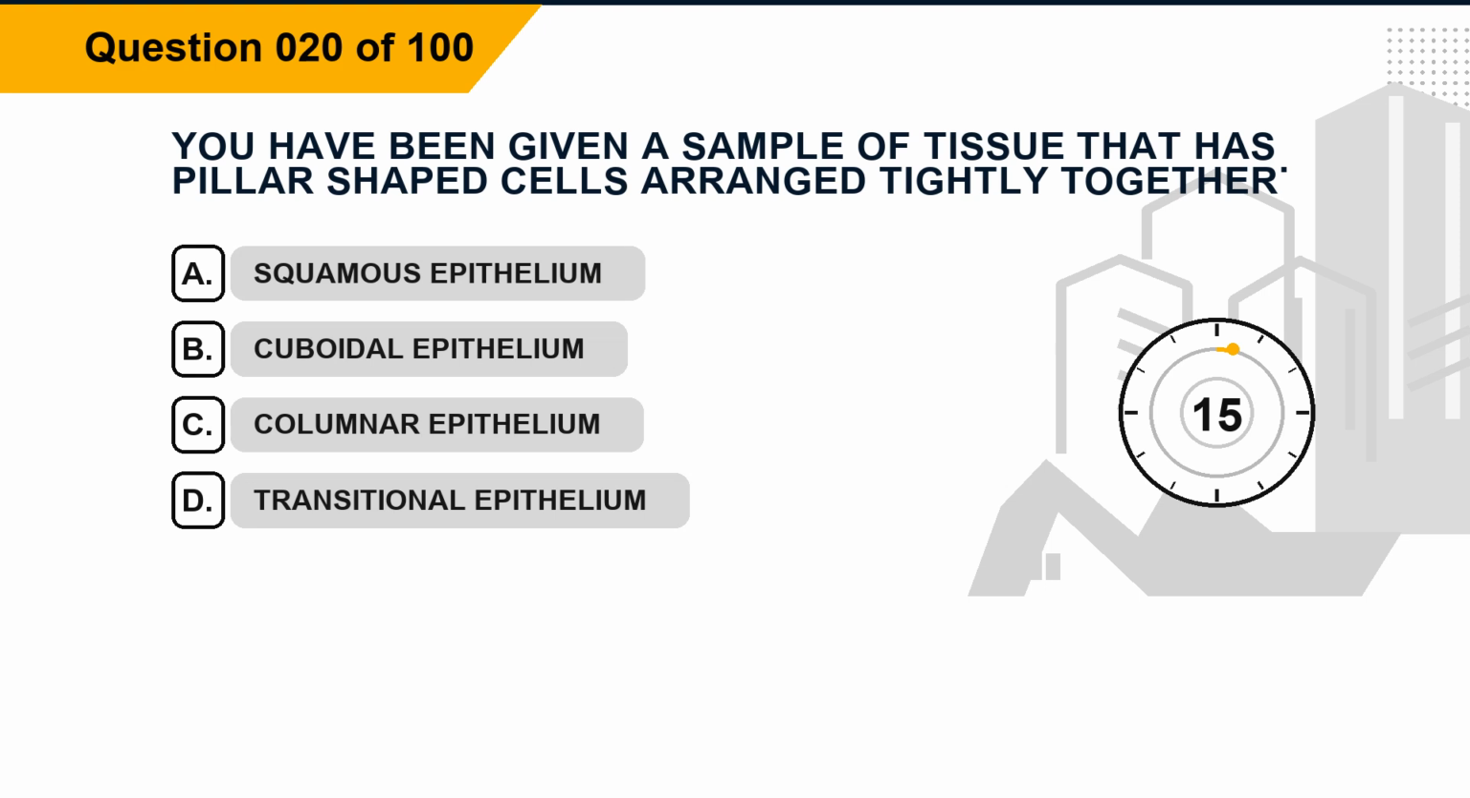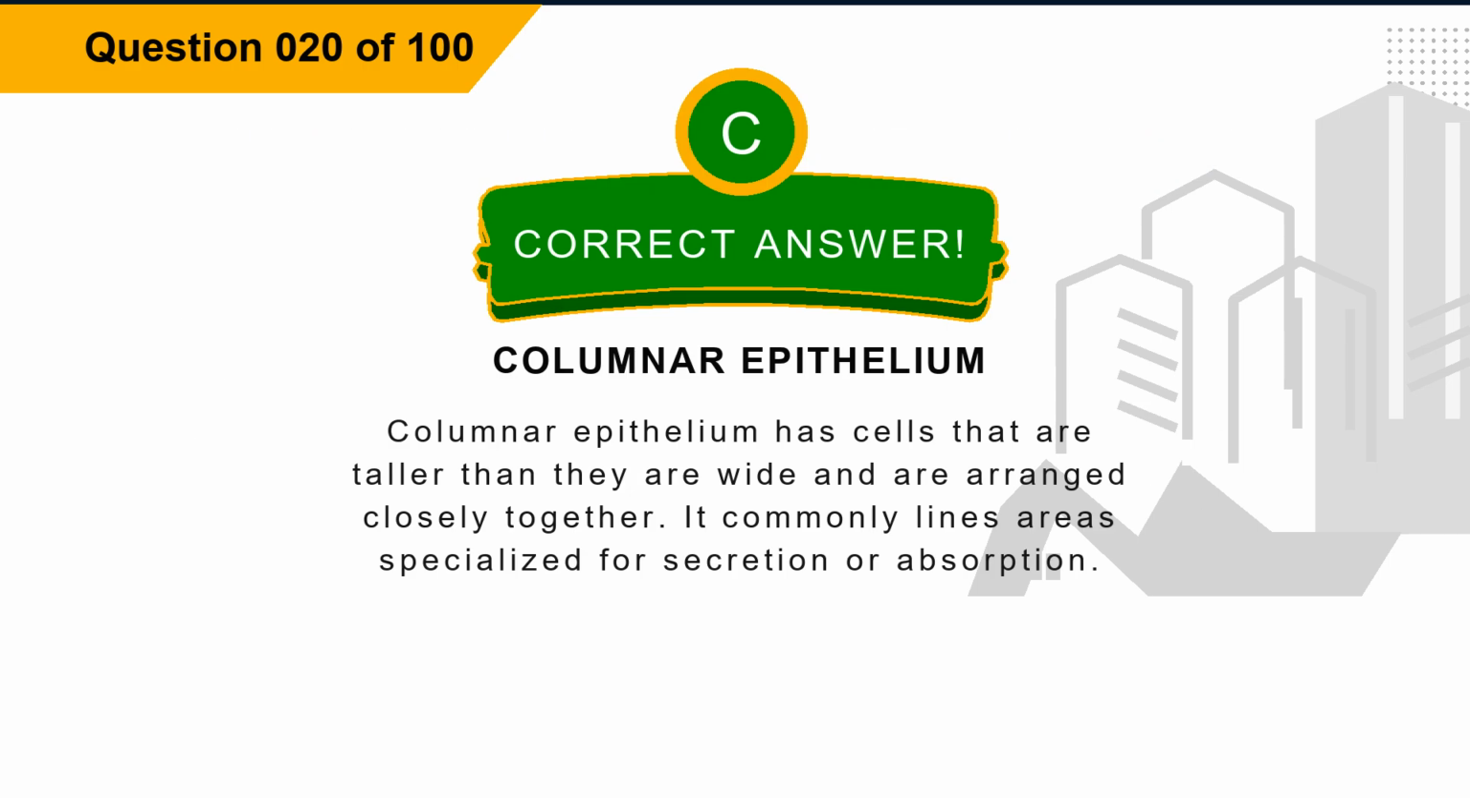Question 20. You have been given a sample of tissue that has pillar-shaped cells arranged tightly together. Option A, squamous epithelium. Option B, cuboidal epithelium. Option C, columnar epithelium. Option D, transitional epithelium. The correct answer is option C, columnar epithelium.